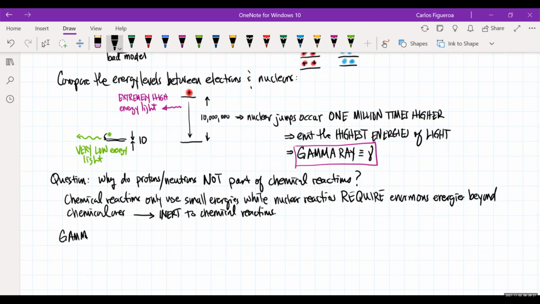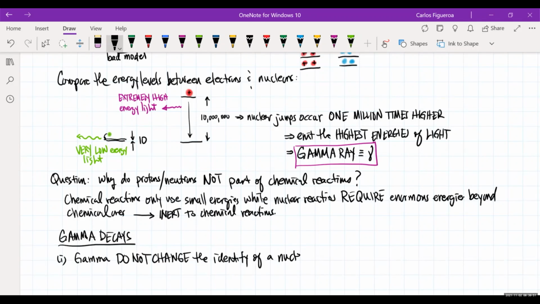Gamma decays. What do I know about gamma decays? Gamma decays do not change the identity of a nuclei. They never change the identity.